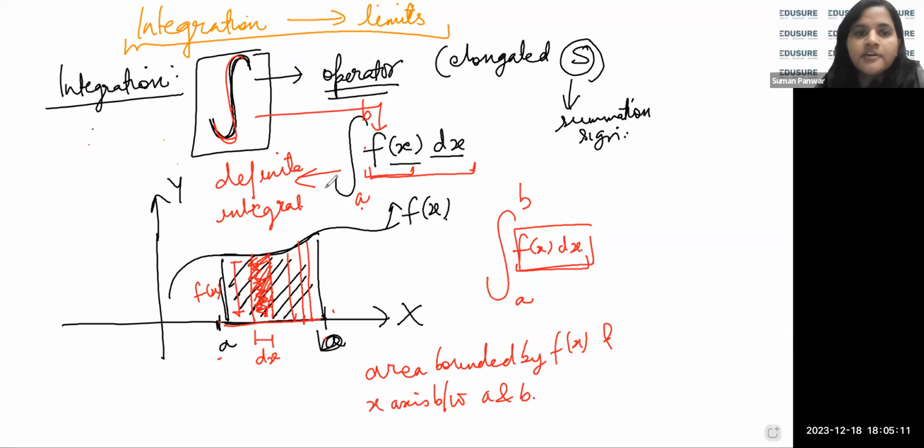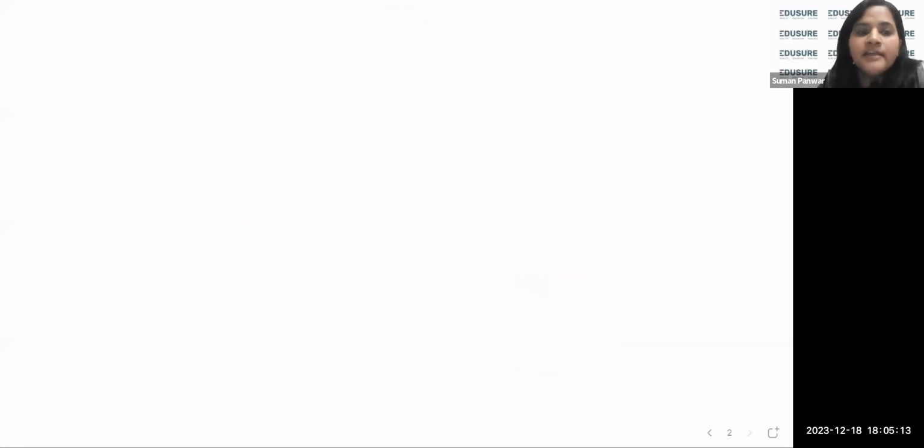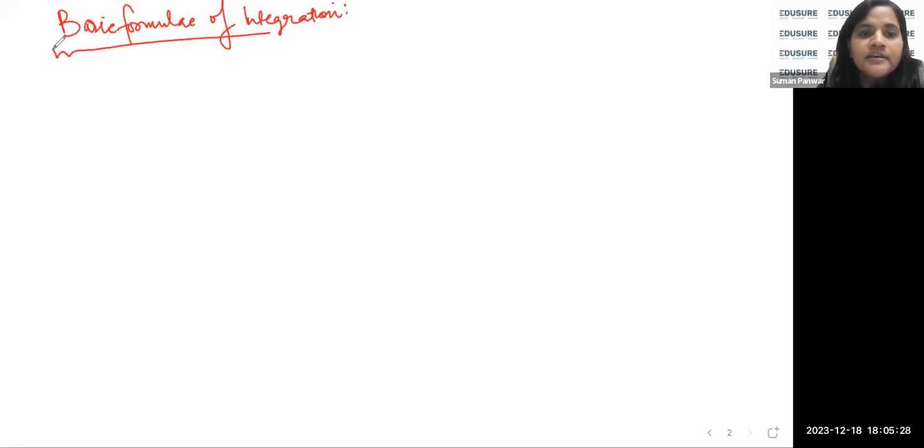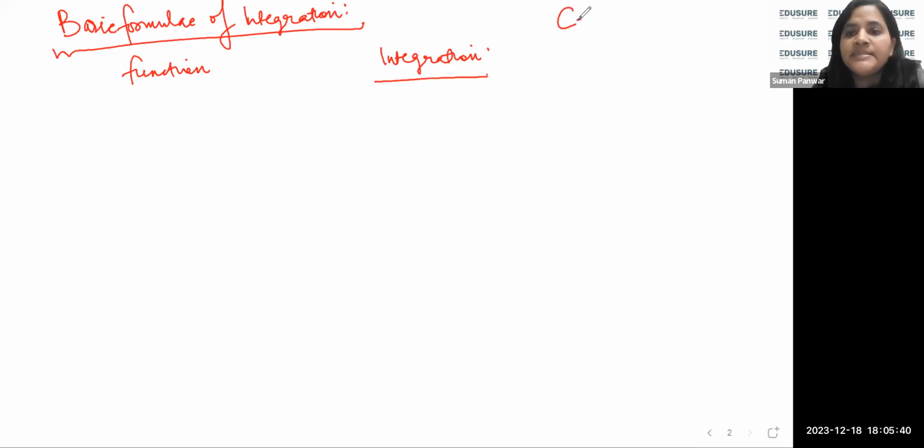All right. So we will be starting with the basics, basic formulae of integration, because CUET targets only basics. So I will write the function here and then I will write the integration here. Now I will keep C as a constant. Whenever we integrate, we will get a constant.